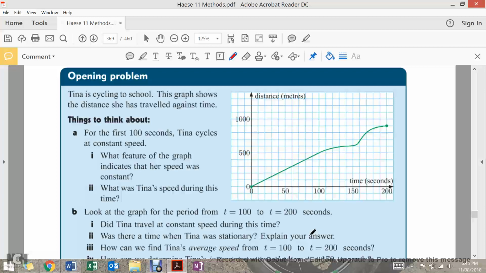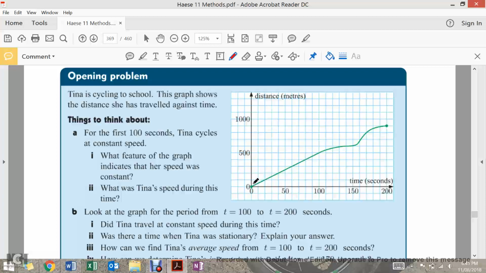So an opening problem to get you thinking. You can have a read through this now. I can wait. And you finish reading, fantastic. So, Tina's cycling to school. You can see here on the graph, this is the distance she's travelled. So, the distance to her school, around about, what do we got there? 800 metres. About 800 metres to school. No, 900 metres to school, sorry. Amazing. I'm a maths teacher. So 900 metres to school, and that takes her about 200 seconds.